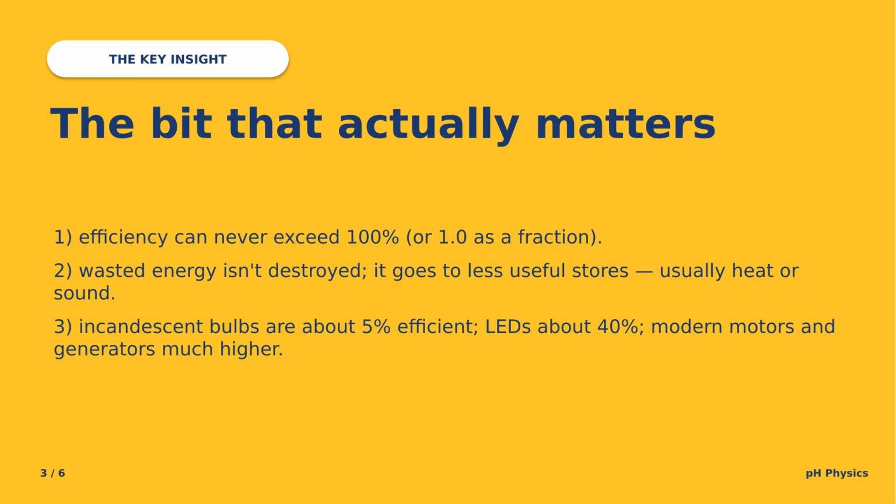Three things. 1. Efficiency can never exceed 100%, or 1.0 as a fraction. 2. Wasted energy isn't destroyed, it goes to less useful stores, usually heat or sound. 3. Incandescent bulbs are about 5% efficient. LEDs about 40%. Modern motors and generators much higher.